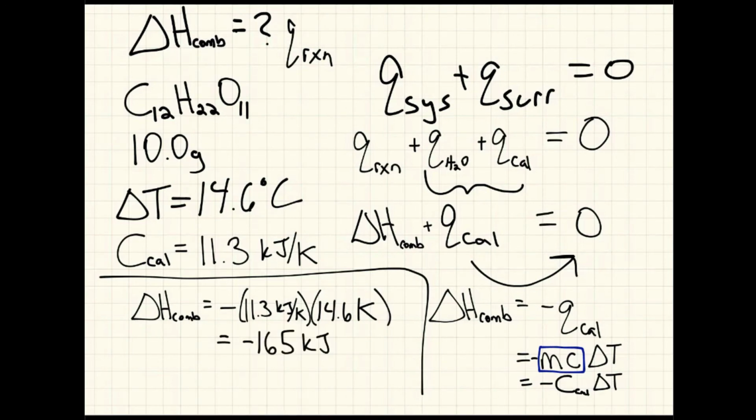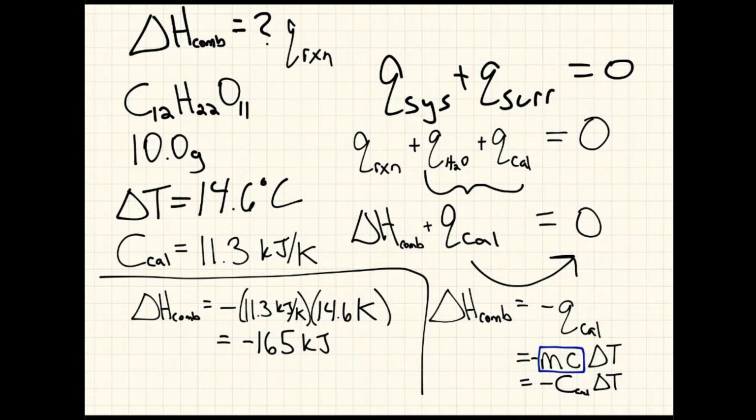165 kilojoules. In other words, there was 165 kilojoules given off. Notice the negative sign. This is an exothermic reaction, and that makes perfect sense because the temperature inside the calorimeter went up, right? The reaction gave off heat energy. The reaction gave off this much heat energy, which caused the calorimeter to rise its temperature by 14.6 degrees. So this is an exothermic combustion reaction with precisely this amount of energy content, 165 kilojoules.